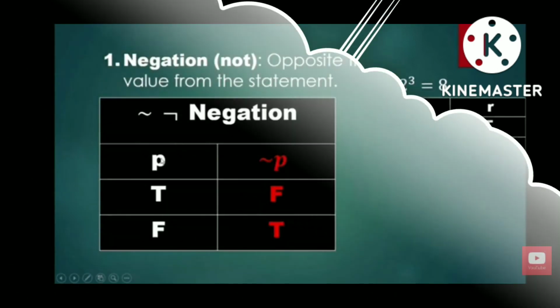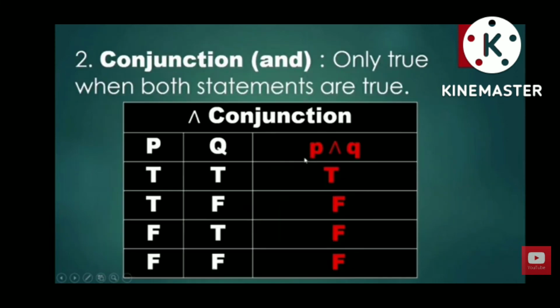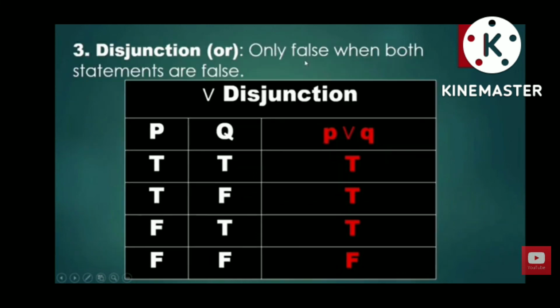First is negation, or what we call "not" in mathematics. It is not really a symbol, but that is what it is called. The meaning is the opposite truth value of the statement. Number 2 is conjunction: only true when both statements are true. Number 3 is disjunction: only false when both statements are false.